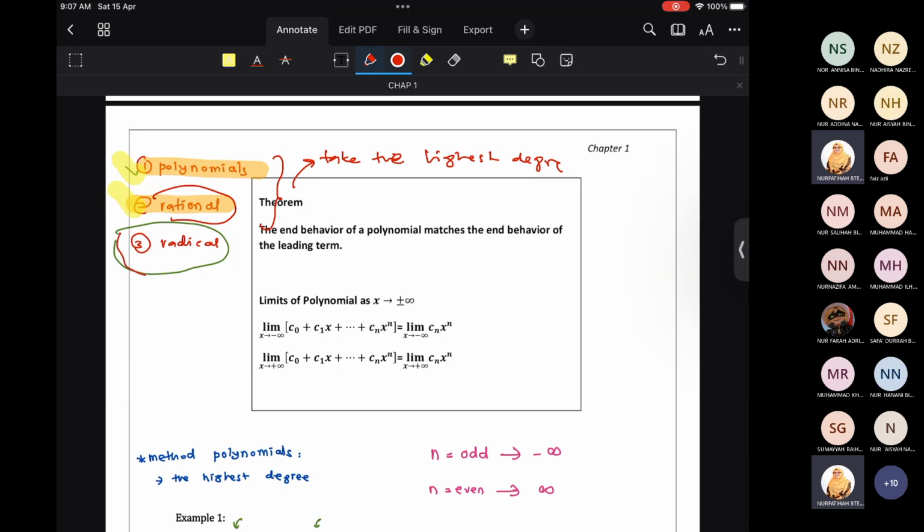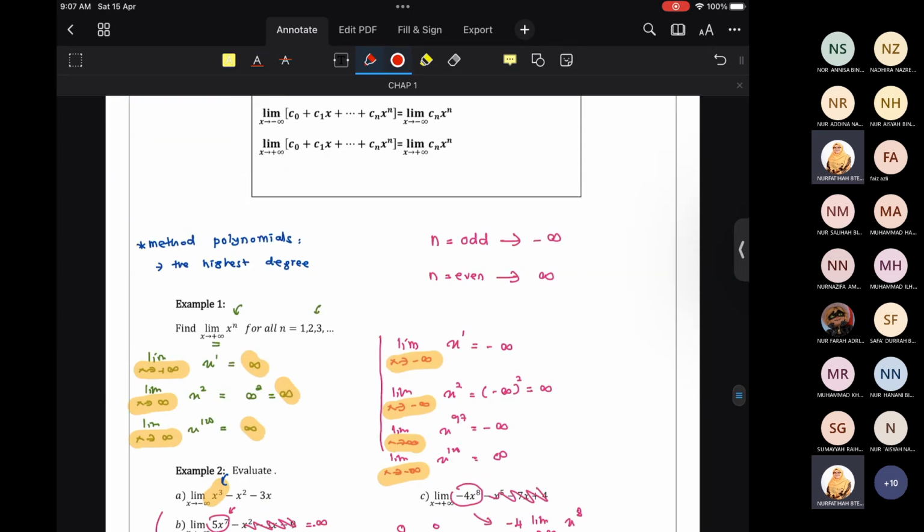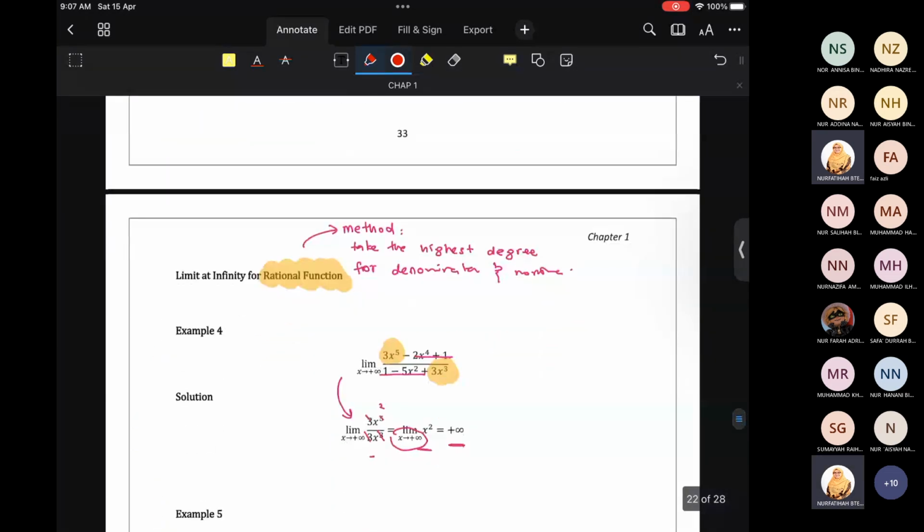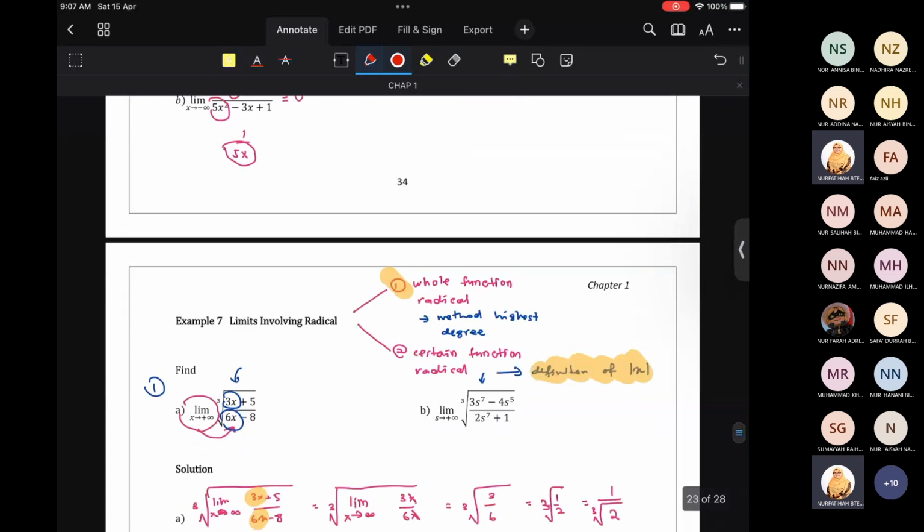Radical ni dia lain sikit. Bila kita pergi kepada radical, kita ada dua method untuk radical. Satu, if our whole function ada radical, and the second one, certain function sahaja ada radical. So how to solve the whole function yang ada radical? Of course lah, bila whole function ada radical, function yang dalam radical tu, whether you get the polynomial ataupun you akan dapat rational.